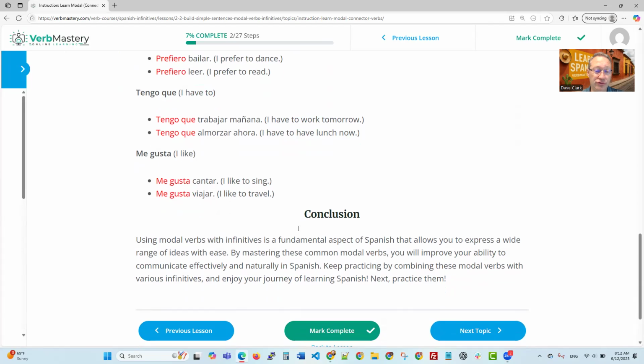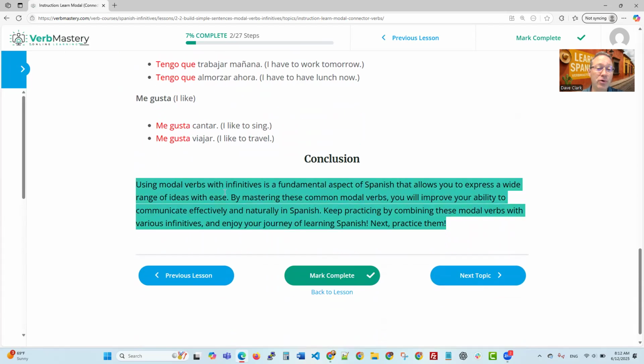All right, conclusion. Using modal verbs with infinitives is a fundamental aspect of Spanish that allows you to express a wide range of ideas with ease. By mastering these common modal verbs, you'll improve your ability to communicate effectively and naturally in Spanish. Keep practicing by combining these modal verbs with various infinitives and enjoy your journey of learning Spanish.